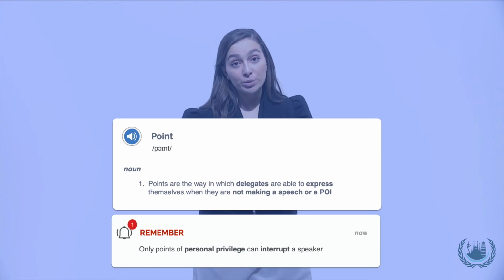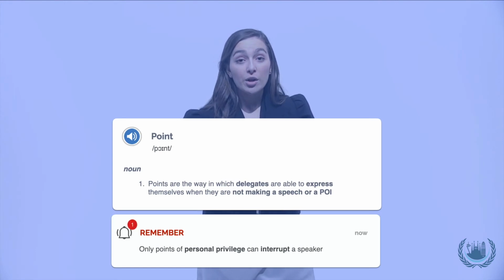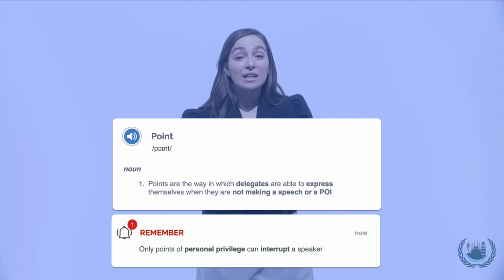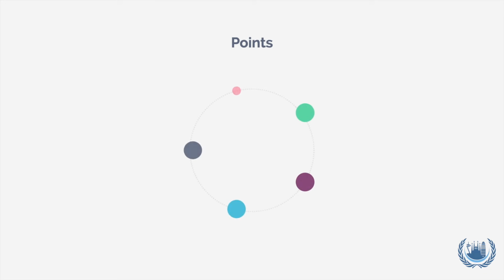Only points of personal privilege can interrupt a speaker. All other points are dealt with once there is a pause in the debate, for example, if the speaker or chair is already done speaking. To make any point, a delegate must rise and address the chairs. There are several types of points.